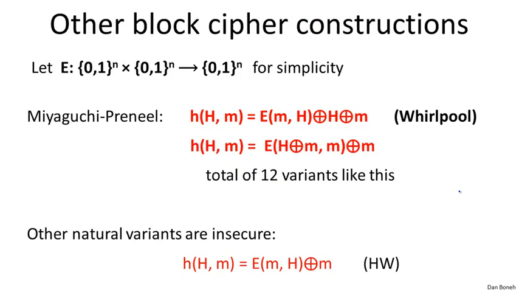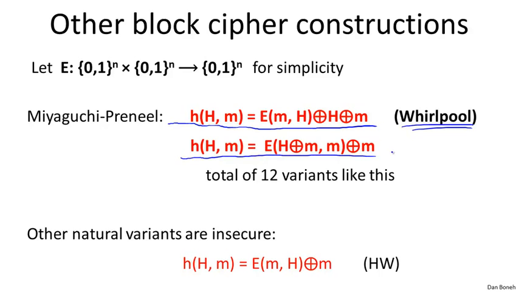There are other ways to build collision-resistant compression functions from block ciphers. For example, here's a method called Miyaguchi-Preneel. Miyaguchi-Preneel actually is used in the Whirlpool hash function that we saw earlier. Here's another method that happens to result in a collision-resistant compression function. And there are 12 variants like this, playing with XORs and placing the variables in different slots, that will actually give a collision-resistant mechanism.